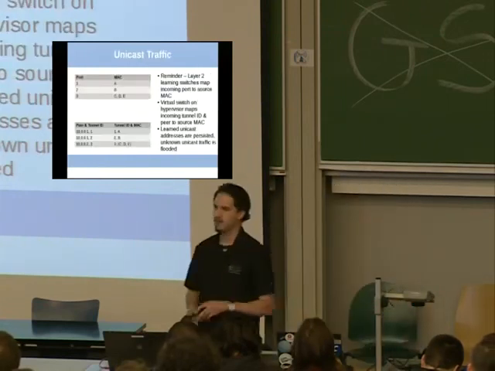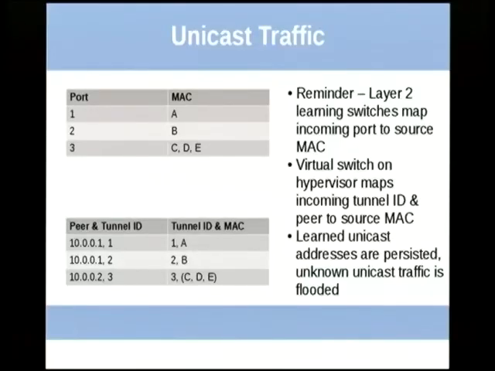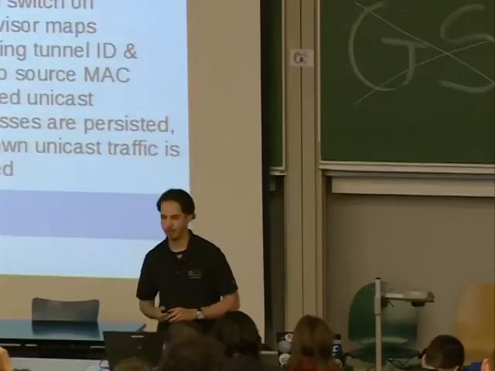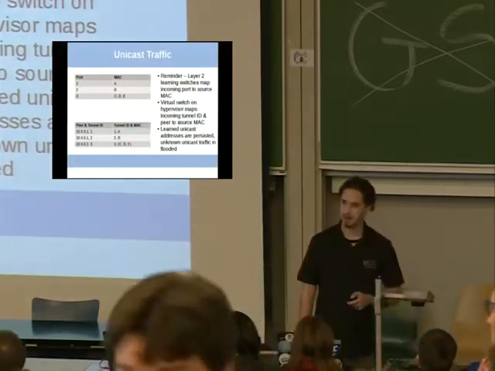So we've got to talk about what the logic is. How do we forward unicast traffic? How do we forward broadcast traffic? This is a short review. Classical switches, which could be physical switches or virtual switches, are called layer 2 learning switches.